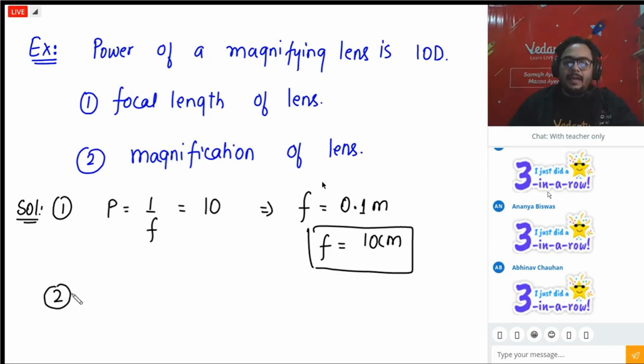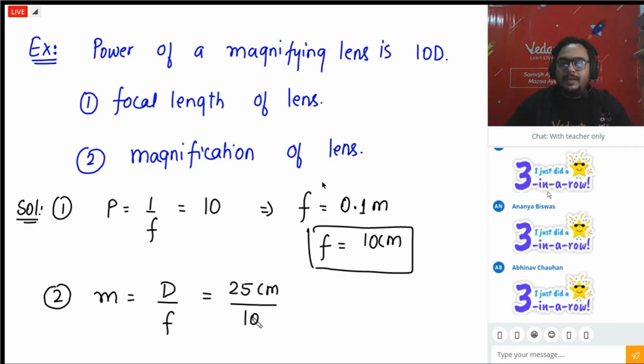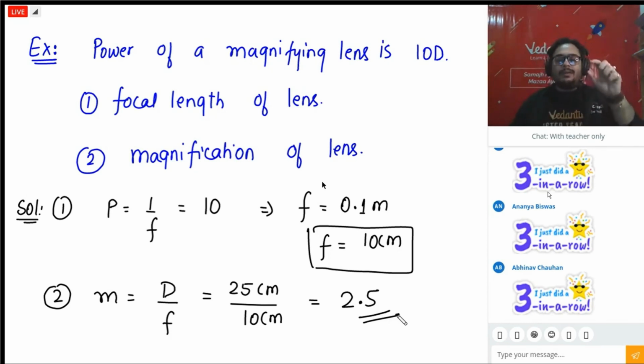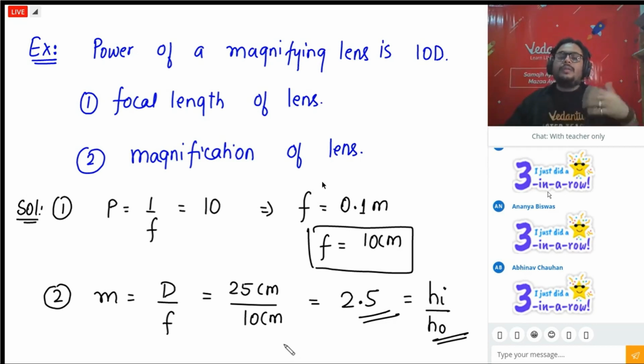Second thing is the magnification, which is simply d by f. Now what is your d? It is the shortest distance of clear vision, that is 25 centimeter, and your focal length has just been calculated as 10 centimeter. So the magnification you will get is 2.5. So if you place a 1 centimeter long object, its image will be visible to you of size 2.5 centimeter, which is simply the height of image upon height of object. Are you getting my point? So if you know the height of object, you can calculate the height of image.